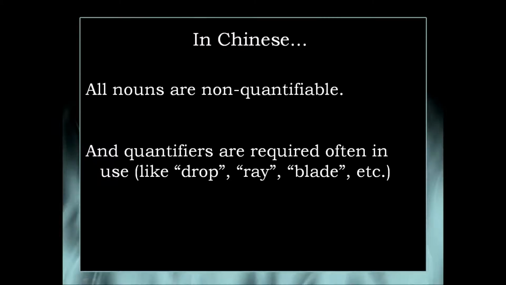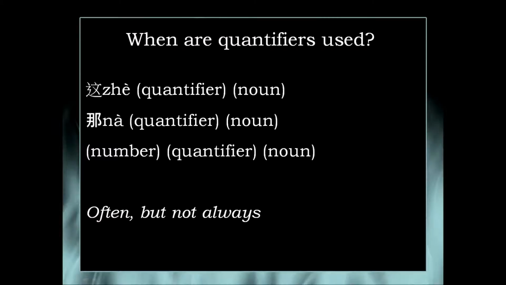And so those words that I just used, drop, ray, blade, those are the equivalents to Chinese quantifiers, and there are a lot of them, and I'll give some as examples in the next slides. So when are quantifiers used in Chinese? Well, here are some basic examples.